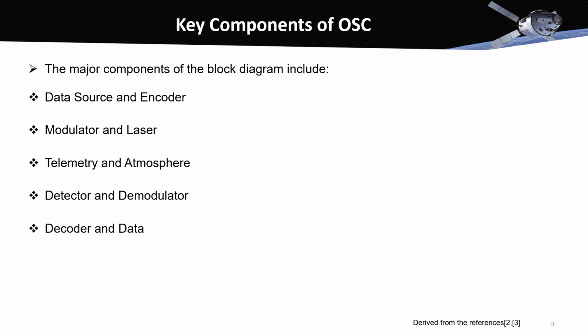Next, the modulator and laser. The modulator plays a crucial role in optical satellite communication. It takes the encoded data and modulates it onto the laser beam. The modulation ensures that data is encoded onto the optical carrier wave, which is a key aspect of optical satellite communication.